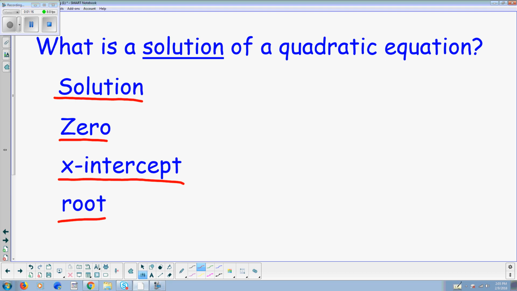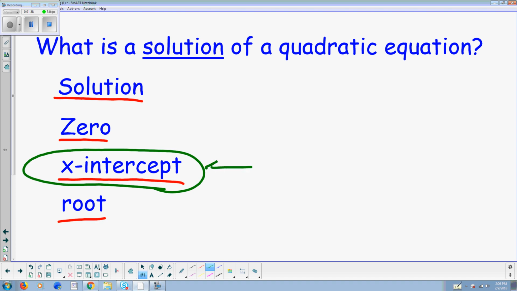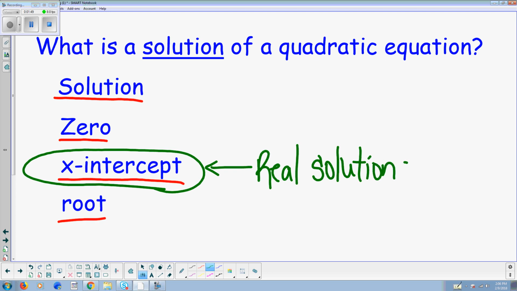When we are solving quadratic equations by graphing, since we're going to be viewing a graph, we're going to be focusing on the word x-intercept for our solutions. So we're going to be graphing the function, finding the x-intercepts, and then naming the solutions from that. Please write this in your notes: these x-intercepts are real solutions of a quadratic equation. Real versus non-real, or imaginary.